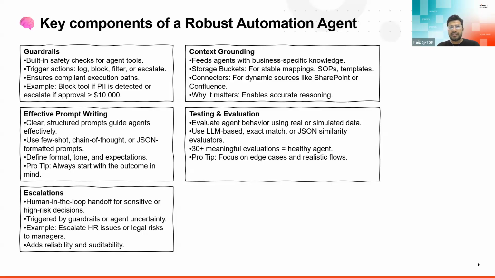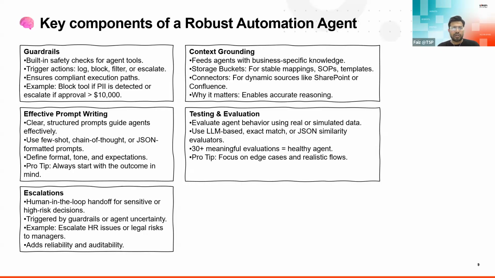Here we have some points: it feeds the agent with business-specific knowledge. Like I said, we can build the knowledge base. We are building the agent for the enterprise, so we can build the knowledge base first, then train the agent on this knowledge base so that we get answers based on the available data in it. We have the storage bucket, which is a UiPath product. There we can store data for table mapping, SOPs, and templates. Then we have another option called connectors. We have some pre-built connectors in UiPath Integration Service that we can leverage, such as SharePoint and Confluence. And why does it matter? It enables accurate reasoning.